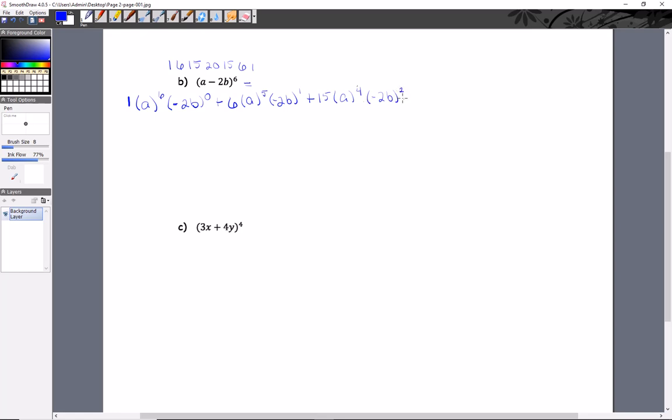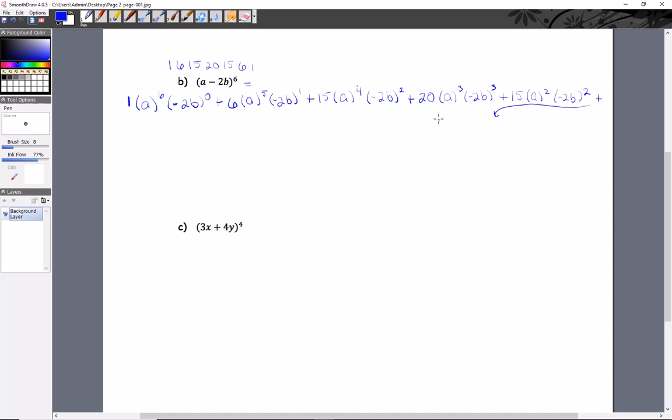And that'll go back to positive, so plus, and our next coefficient is 20, and that'll now be times a to the 3rd power, and negative 2b to the 3rd power, has to add up to 6, and then plus, we're dropping down, 15, a squared, and then negative 2b, that'll be to the 2nd power. I knew this was going to happen. I'm running out of room. So I'm just going to kind of continue right here.